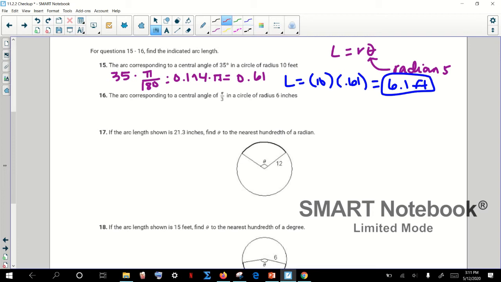Let's move on to number 16. In this case, we already have a central angle. Our theta is already in radians, so we don't have to do any converting. So my arc length is going to be my radius, which is 6, times pi over 3. So this is 6 pi over 3, which simplifies to be 2 pi.